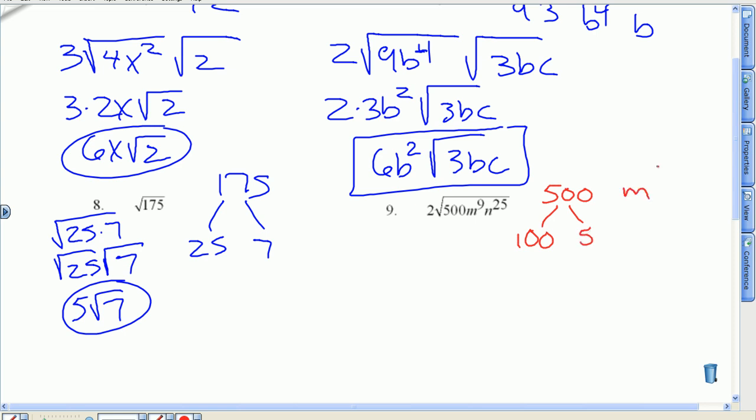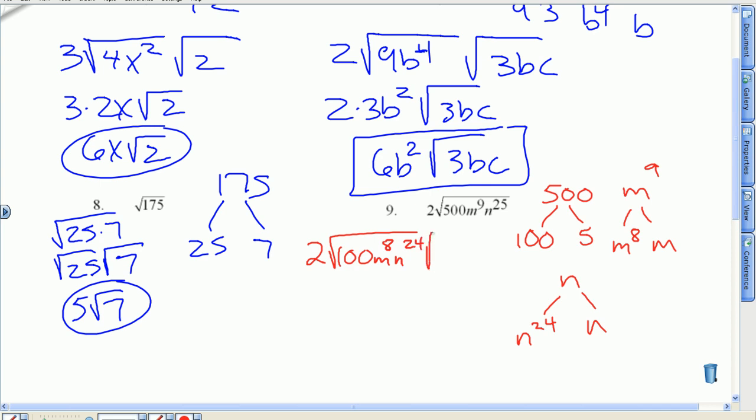M to the 9th. Well, remember, I can take the square root of any even exponent. So m to the 8th, I can. M is going to be left over. And finally, the n. I can take the square root of n to the 24th power, because it's even, but that's going to leave me with an n left over. 2 is still out in front. The stuff I can take the square root of, I can take the square root of 100, m to the 8th, n to the 24th. I cannot take the square root of 5, m, n, all the leftovers.